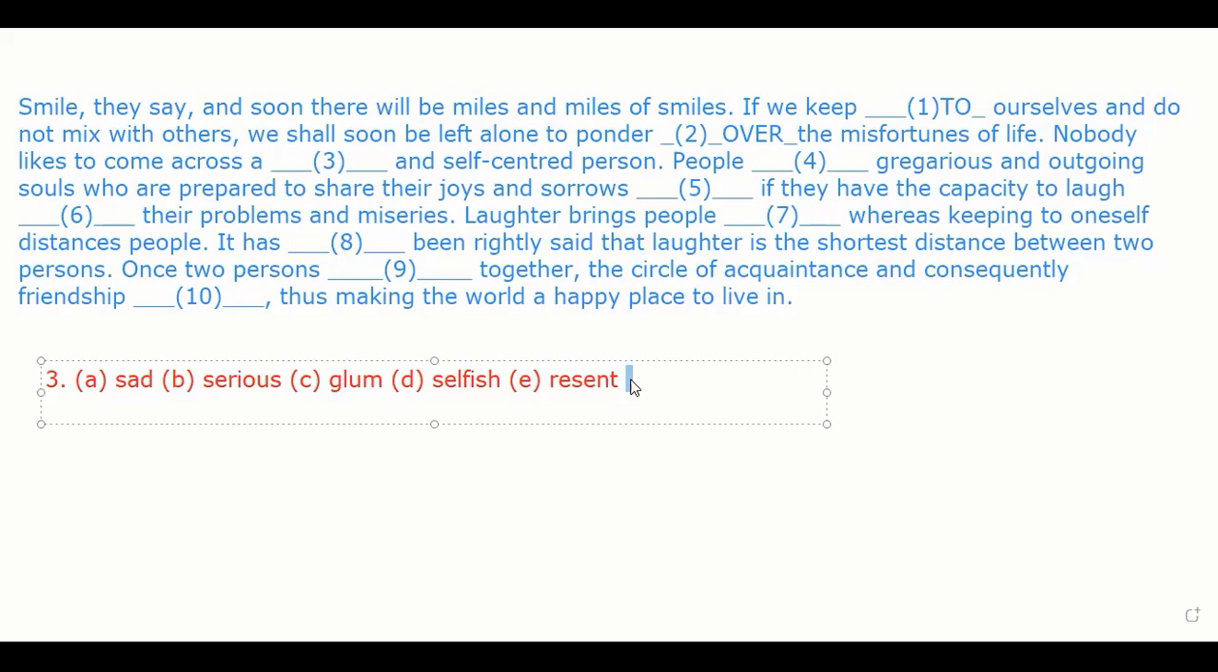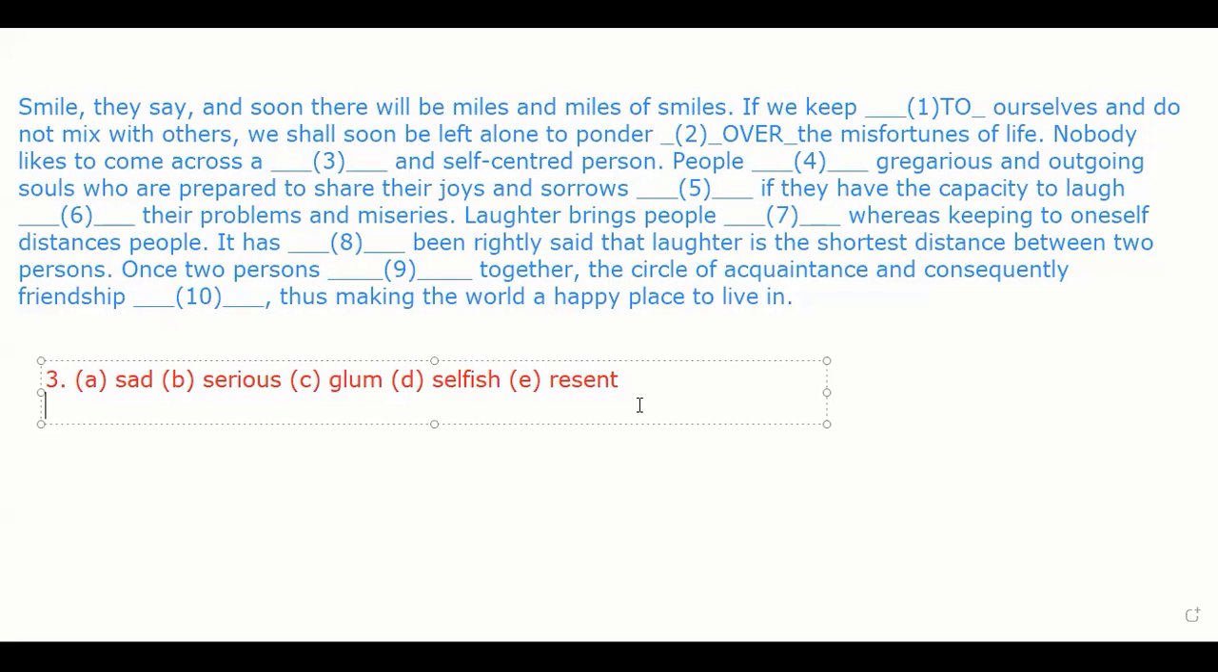Acha, does everybody know the meaning of sad, serious, glum, selfish, resent? Meghna says serious as the para is about smile. Okay, you are right, Meghna. The paragraph is about smile, so it has to be either smile or the opposite of it, depending on what they're talking about. Right, Meghna? Yes, sir. So what is the meaning of glum, guys? Anybody know what is the meaning of glum? Yes, but don't know how to explain it. Okay, but tell me what kind of emotion is glum?